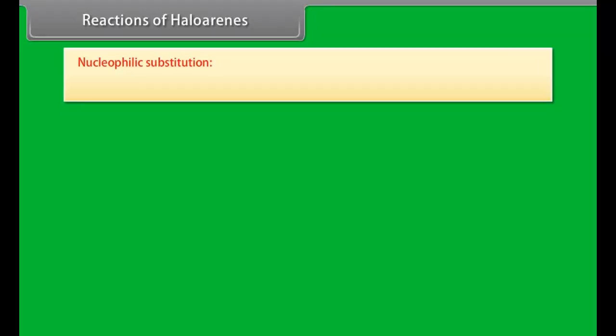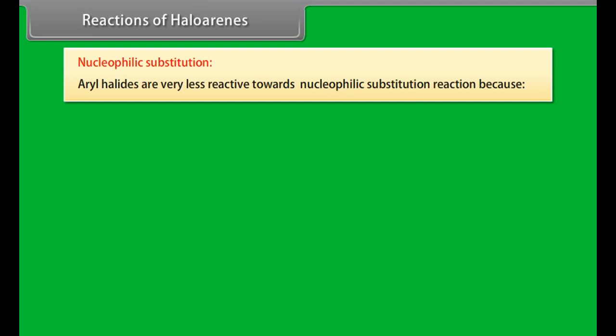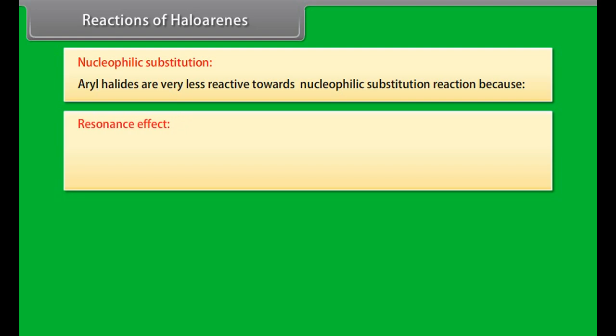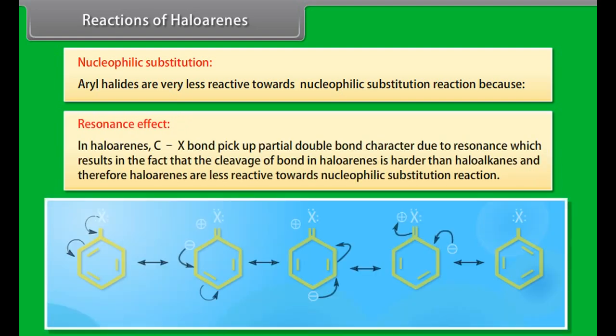Reactions of haloarenes. Nucleophilic substitution. Aryl halides are very less reactive towards nucleophilic substitution reaction because of resonance effect. In haloarenes, the C-X bond picks up partial double bond character due to resonance, which results in the fact that the cleavage of the bond in haloarenes is harder than in haloalkanes, and therefore haloarenes are less reactive towards nucleophilic substitution reaction.